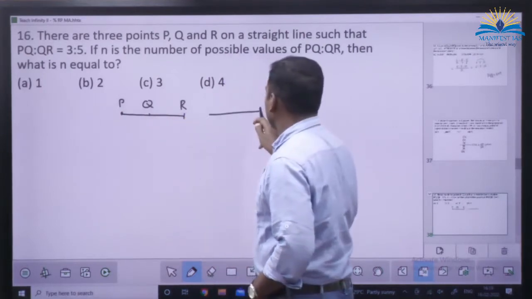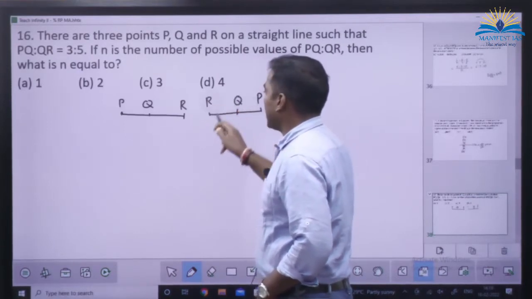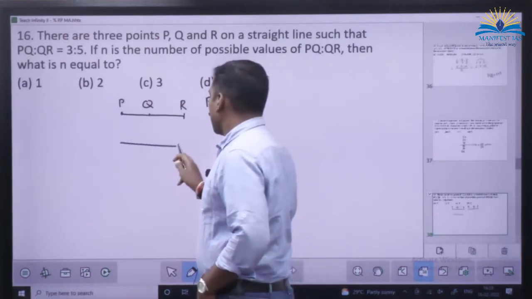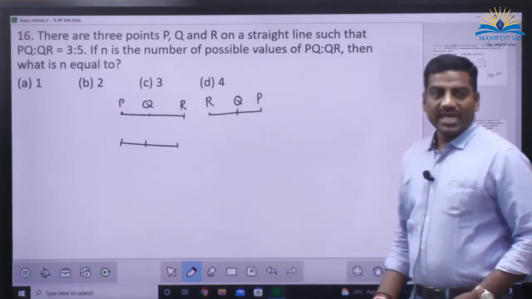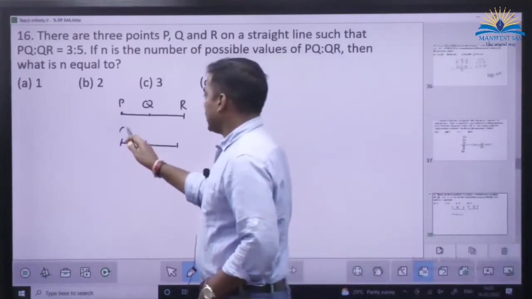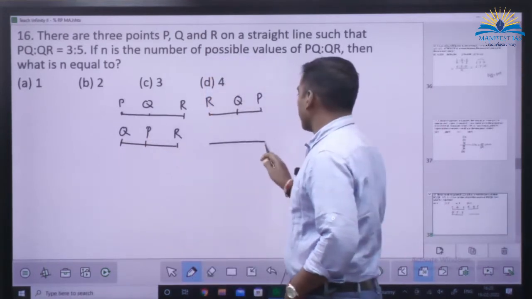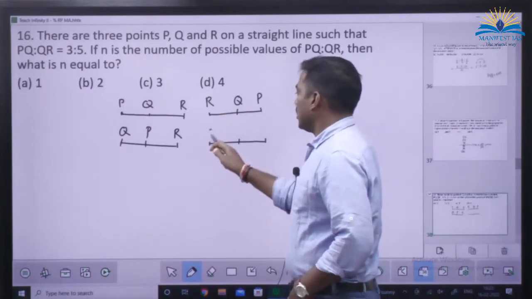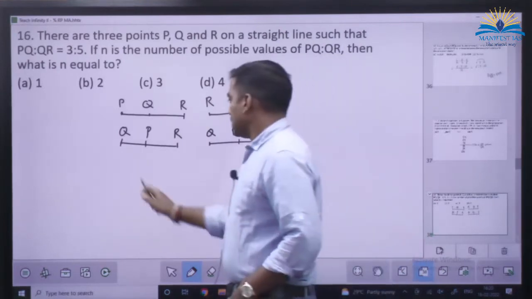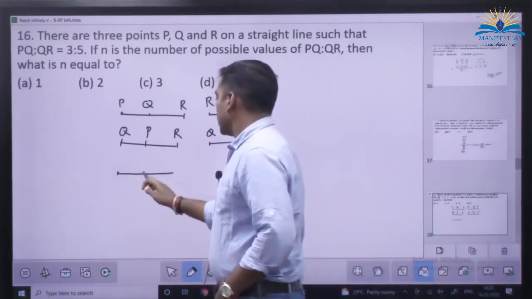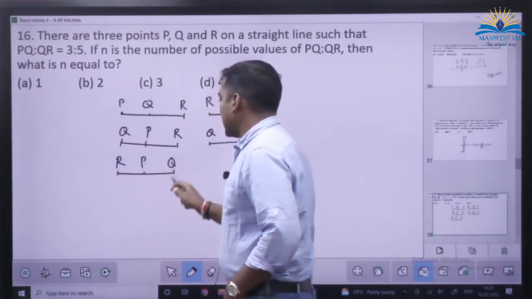Reverse it: R, Q, P. Have they given in the question that they have to be in order? It can be anything, no? Now next, Q, P, R. Can I write like this? Q, R, P. Can I write like this? Yes? Then R, P, Q. Can I write like this?